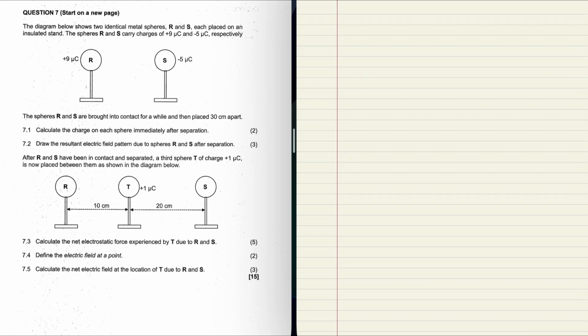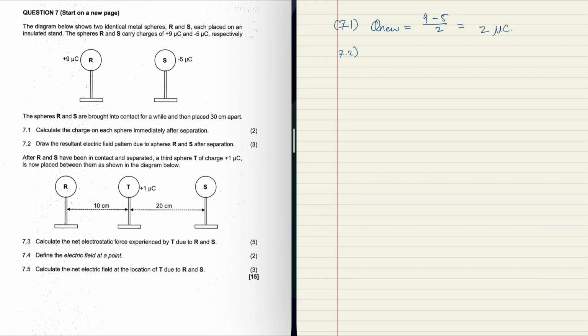7.1, calculate the charge on each sphere after contact. Q new is going to equal Q1 plus Q2 over 2. So 9 minus 5 over 2, which is 4. 4 divided by 2 is 2, so 2 microcoulombs.